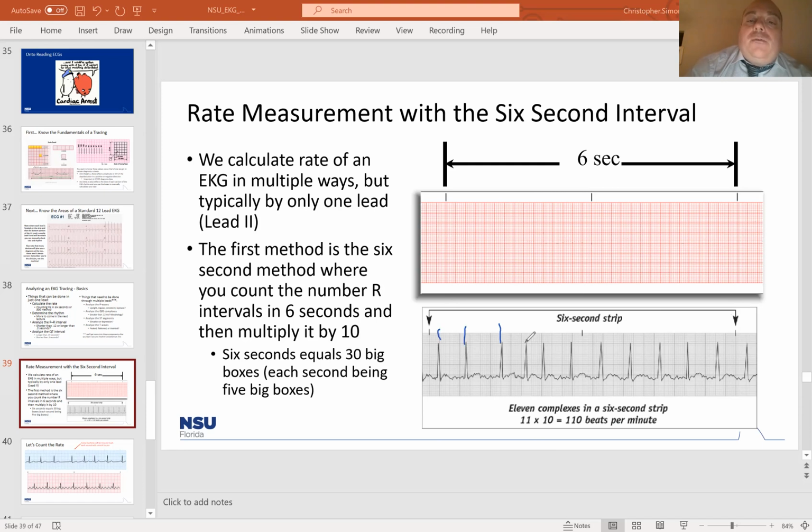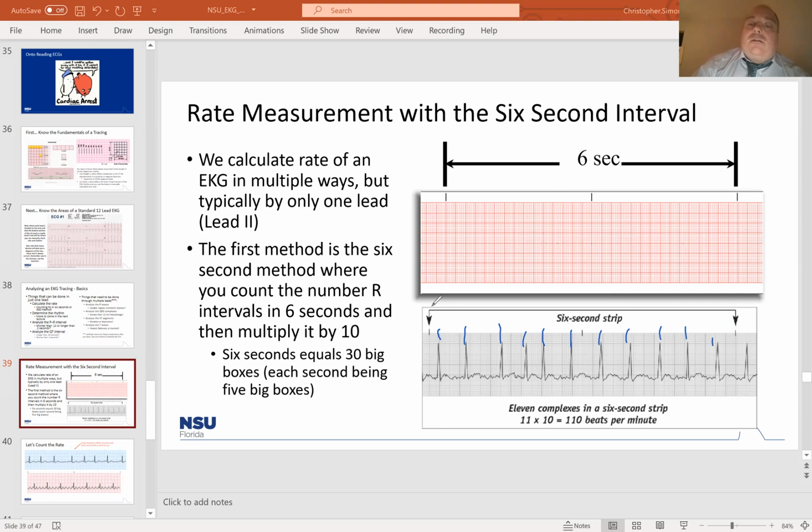1, 2, 3, 4, 5, 6, 7, 8, 9, 10, 11. We're not counting this one because it's outside of these two hashes. Okay. So what did we say? 11. Whatever number you come up with, we came up with 11, you're always going to just times that by 10.